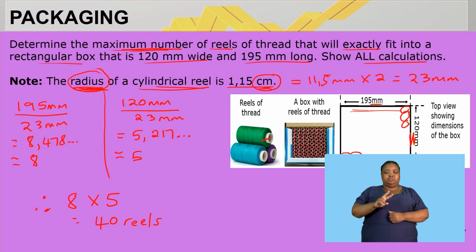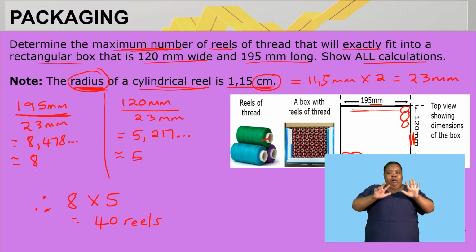Ended with 23 millimeters. So then I checked how many of these reels can fit along the length of it, right? So I took the 195 divided by the 23. As I've indicated, we need the diameter, not the radius only. So therefore I got an answer of 8.478 followed by a few other digits. I rounded down to 8.